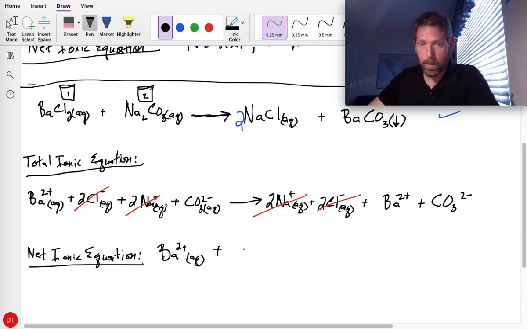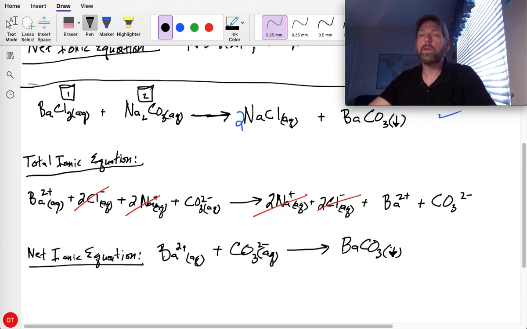And we have carbonate that is aqueous, and we can think of it as being in a solution by itself. If we were to mix those two things together, we've already seen here that they come together and they precipitate out into barium carbonate. So this is our net ionic equation. So this is what we write.